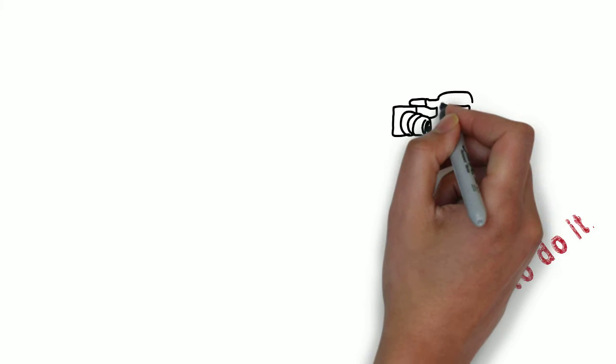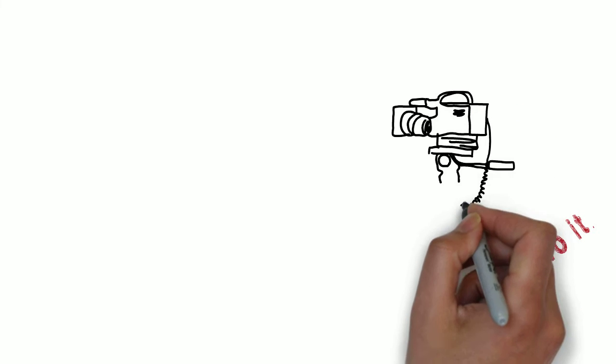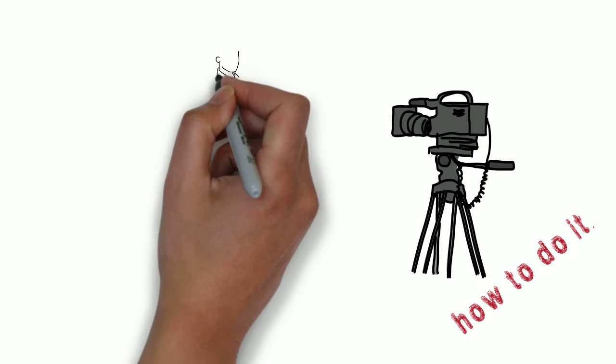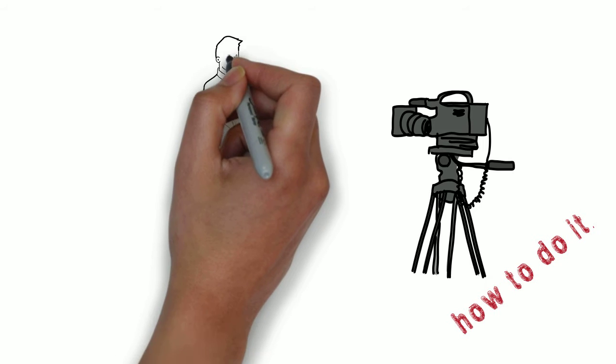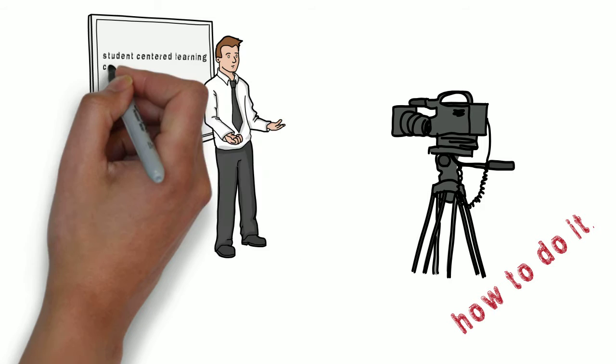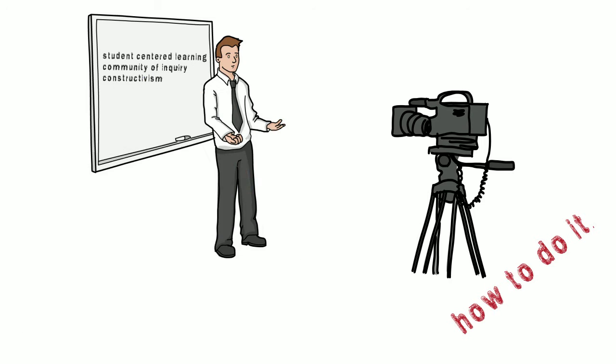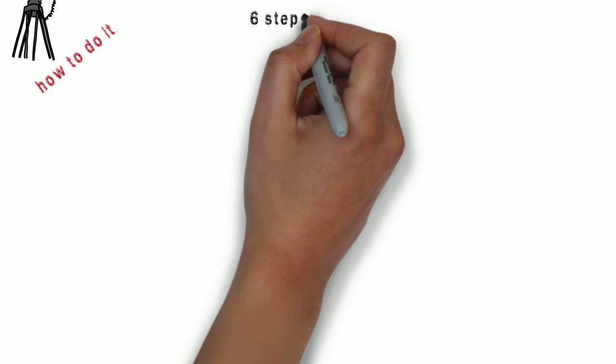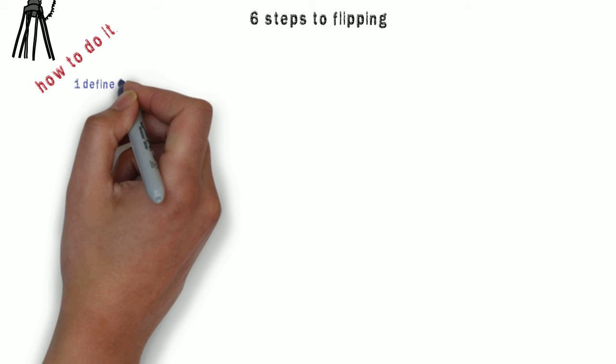How to do it? Flipping is not just about the video. If you just add a video to your existing module structure, then all you have done is given them an extra hour of content. Flipping, to some extent, is an ideology based around student-centered learning, community of inquiry, and constructivism. To help that process, here are 6 simple steps that will help you create the flipped classroom, and these steps can be used to flip an entire module or just a single lecture.